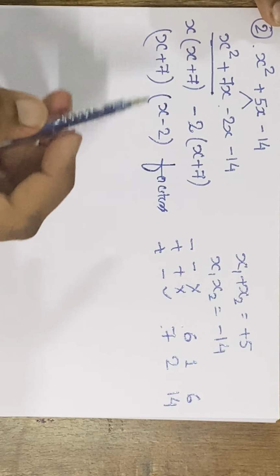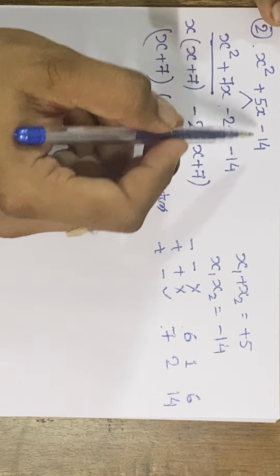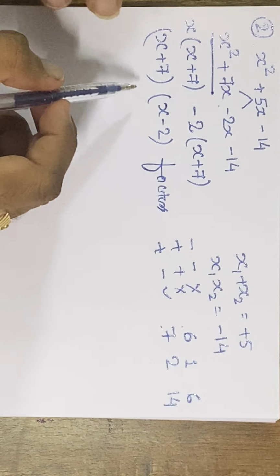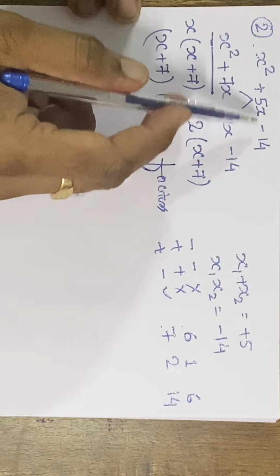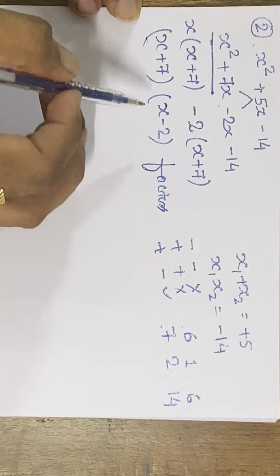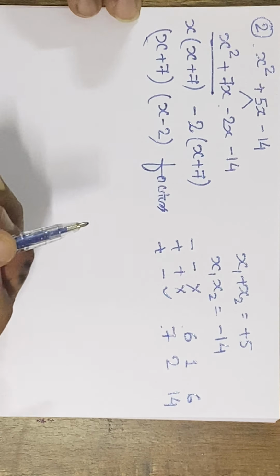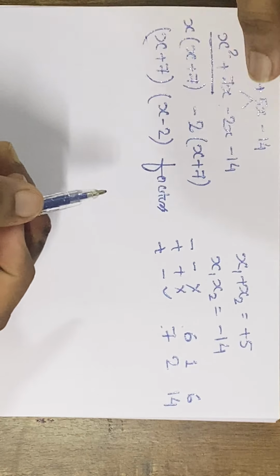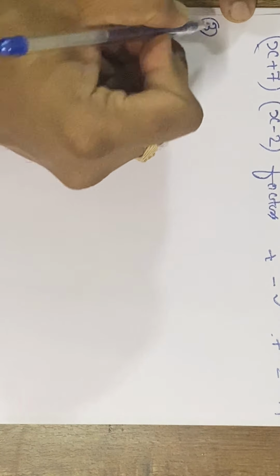Now factors means that, see, if you multiply these two back again, you will get the same value, x squared plus 5x minus 14. Factors means that if you divide this quadratic equation by x plus 7, the remainder will be 0. Or if you divide this by x minus 2, the remainder will be 0. So hope you are understanding factorization. I'll solve a few more questions on factorization.